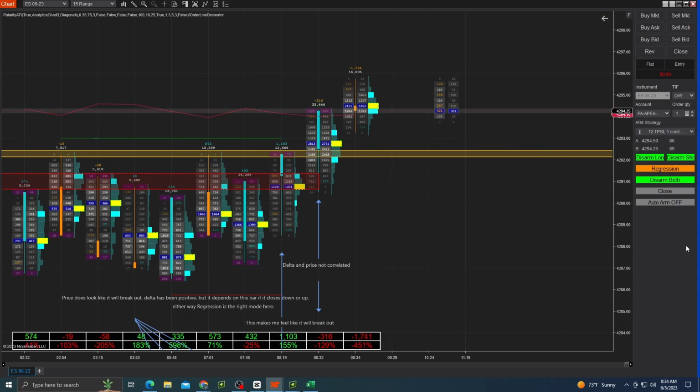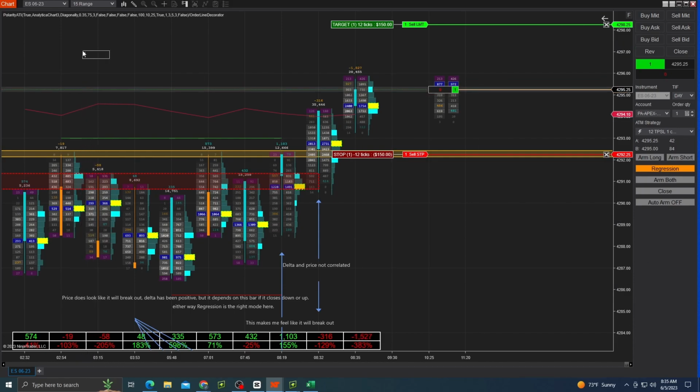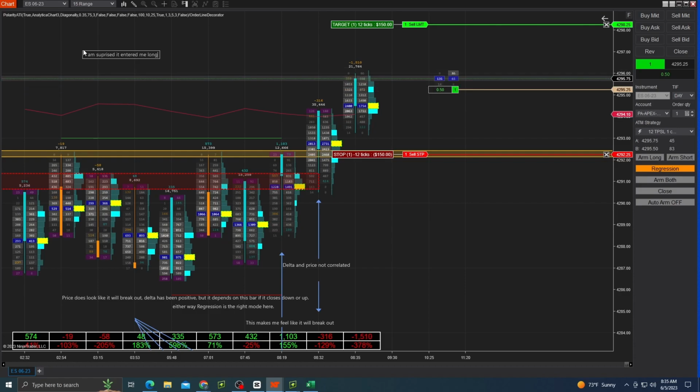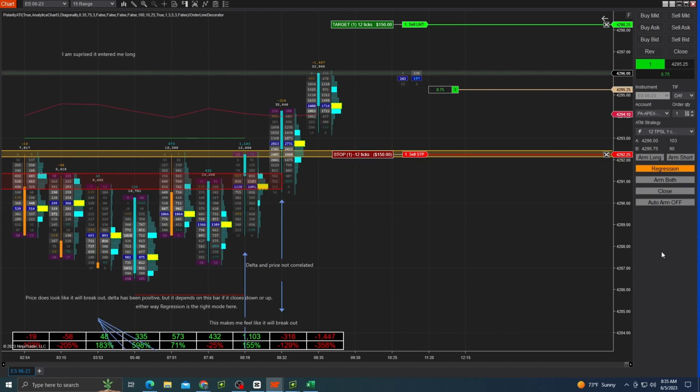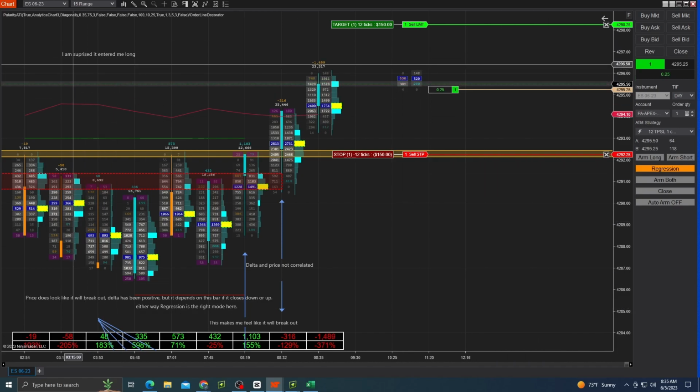So here on this trade on that morning, I armed regression in both, and the reason why is because price and delta were not correlated. The one thing that really confused me was that price was moving up, but at 832 delta was negative 316, and then at 835 negative 1500. So there's about 1500 sellers at this bar, which kind of confused me.